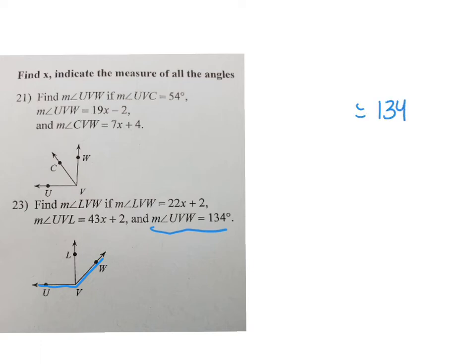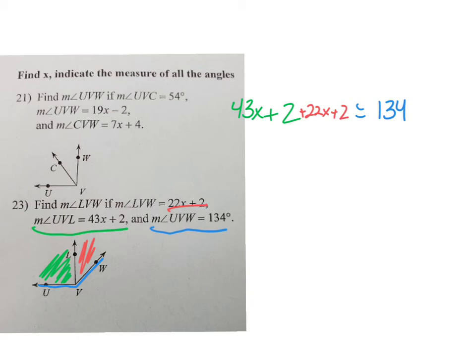Right? Now I have this green piece, UVL, or LVU. I'm going to look for UVL or LVU. I find UVL, that's 43x plus 2. Now I'm going to find this red chunk right here. So this red chunk is going to be LVW, which is right here, 22x plus 2.